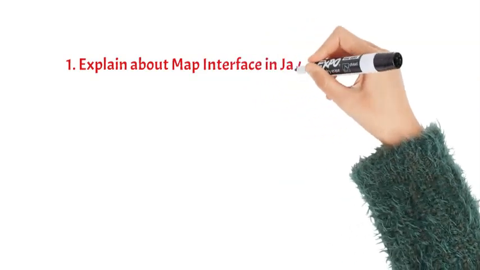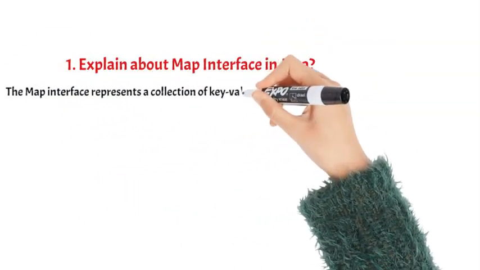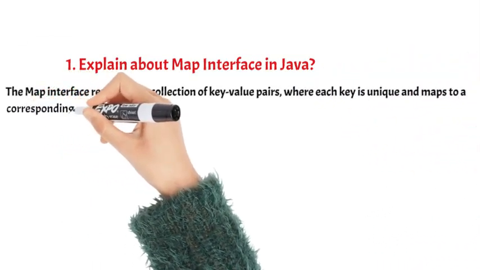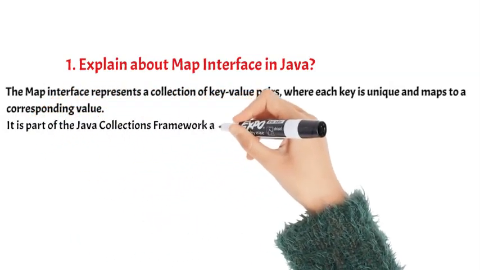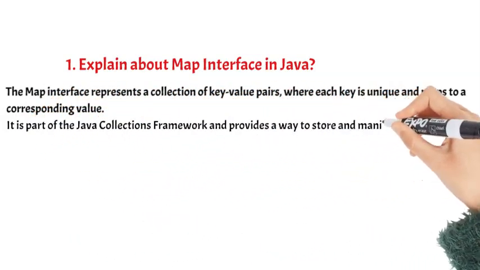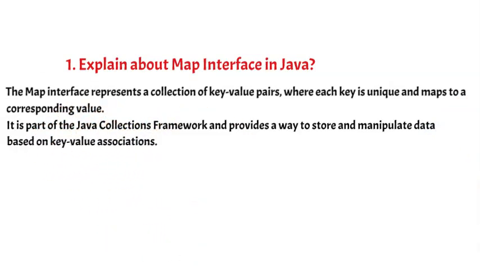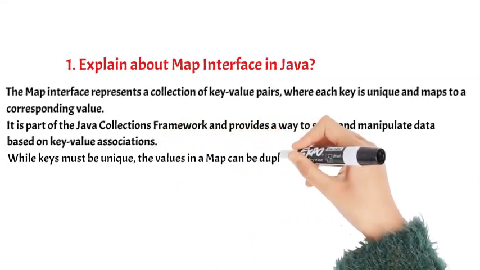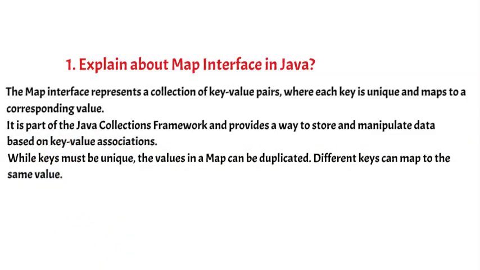1. Explain about map interface in Java. The map interface represents a collection of key-value pairs, where each key is unique and maps to a corresponding value. It is part of the Java Collections Framework and provides a way to store and manipulate data based on key-value associations. While keys must be unique, the values in a map can be duplicated. Different keys can map to the same value.